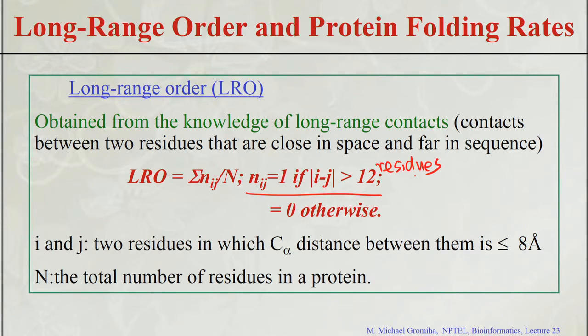So, how many adjustable parameters are there in long range order? One is a distance cutoff, and then the sequence separation. The distance is 8 angstrom and the sequence separation is 12 residues. So, you have two adjustable parameters. We can adjust these parameters to get the long range order and see how well it relates to the folding rates.